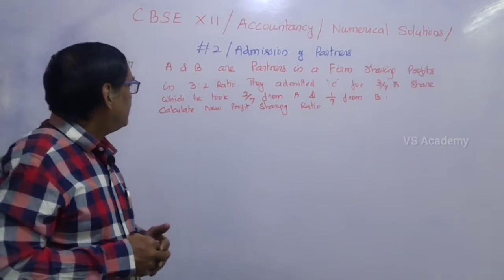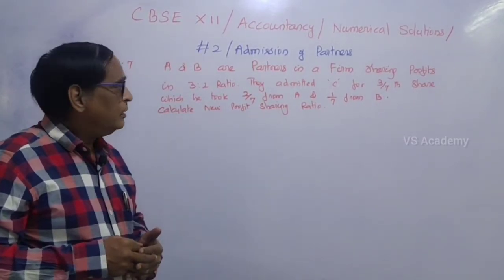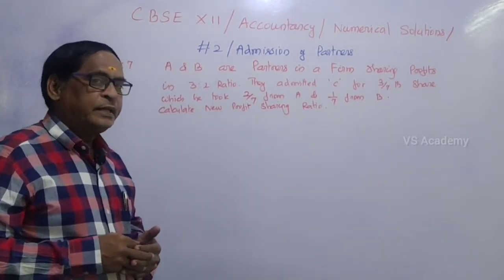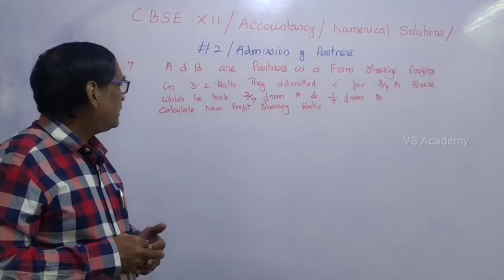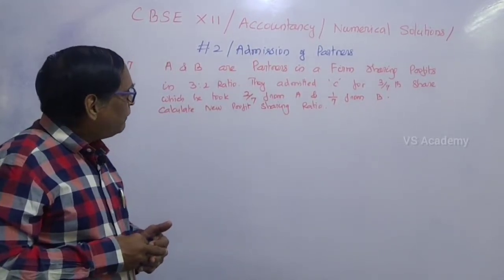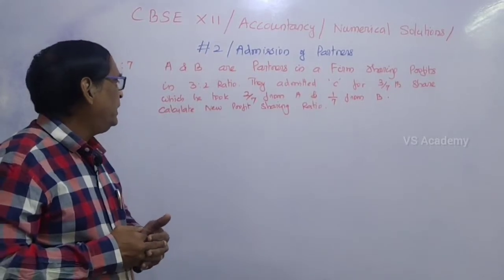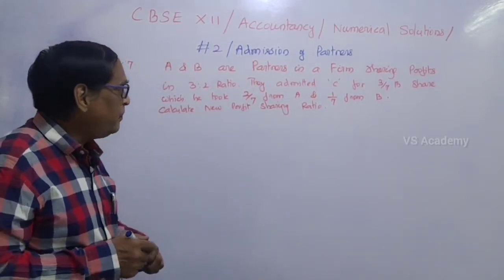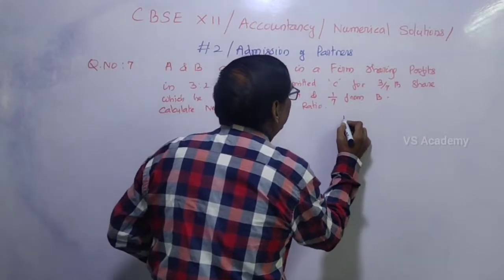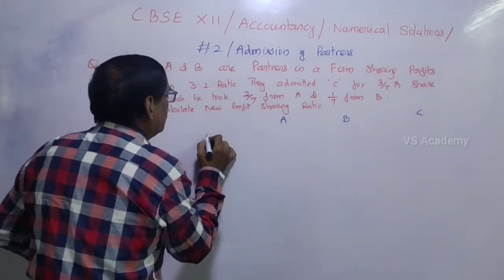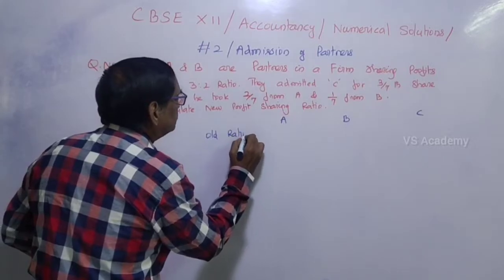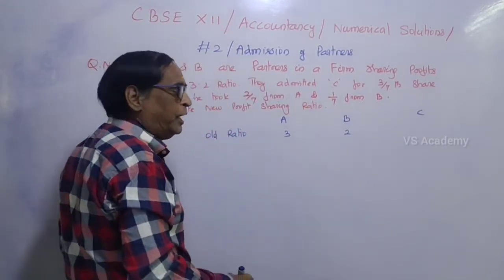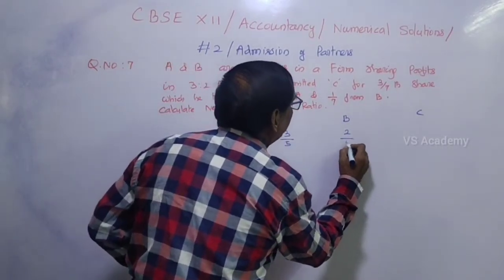Next, the question number 7. A, B are partners in a firm sharing profits in 3:2 ratio. They admitted C for 3/7 share, which he took 2/7 from A and 1/7 from B. Calculate new profit sharing ratio. Here there are only two existing partners, A and B. C is a new partner. So old ratio is 3:2, which means 3/5, 2/5.